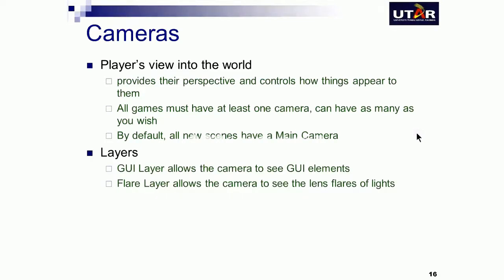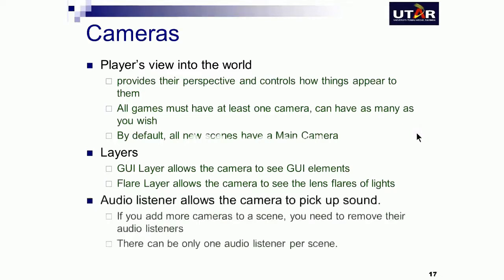Cameras also have layers. The two main layers are the GUI layer, which allows the camera to look at GUI elements. We look at GUI elements later on. And the flare layer, which allows the camera to see the lens flares of lights. And we saw in a previous step that lens flares are a kind of special effect that you apply to light sources. And the audio listener allows the camera to pick up sound.